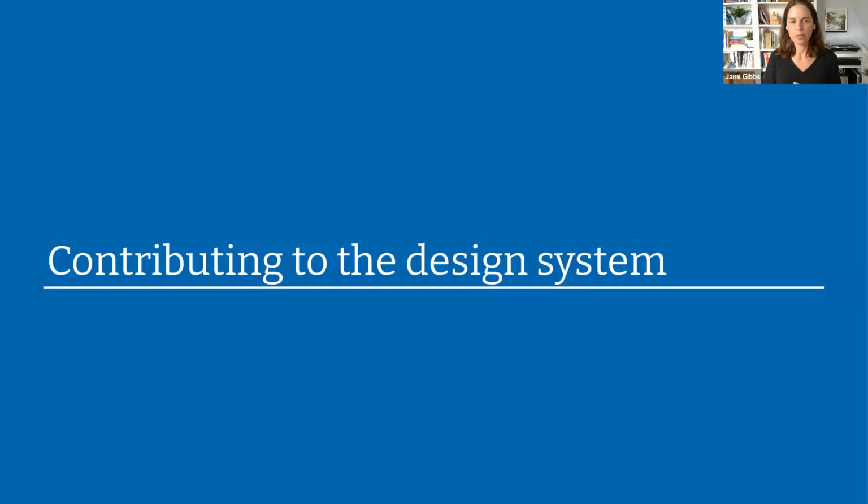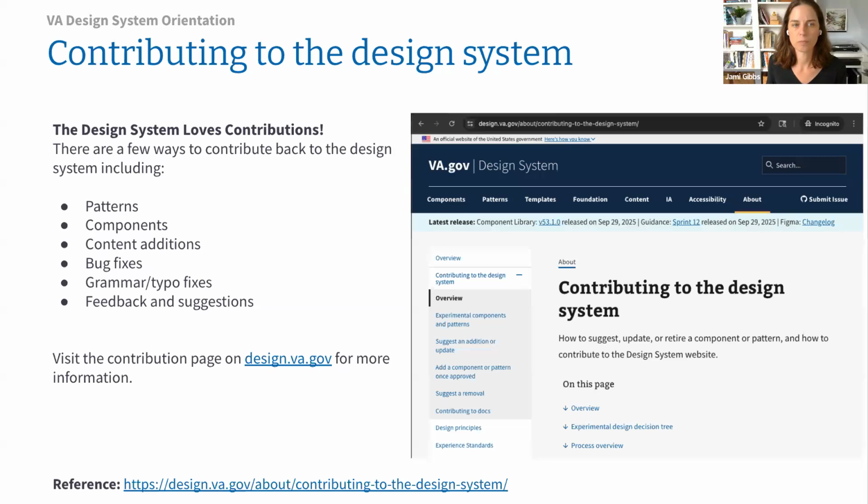Okay, so let's move on to contributing to the design system. The design system loves contributions. So here are a few ways to contribute back. We do have a page on design.va.gov that should outline all of these things in more depth, but at a super high level, what the design system would love to hear from you about are new patterns or updates to patterns. We would love to hear about new components or new component variations. Content additions to design.va.gov would be super helpful.